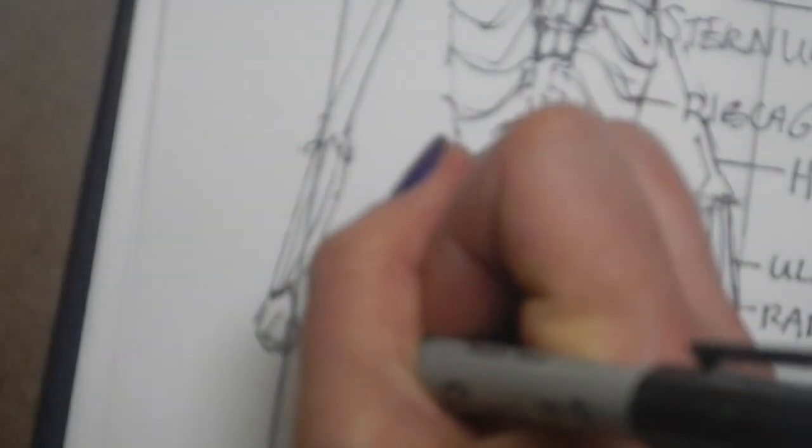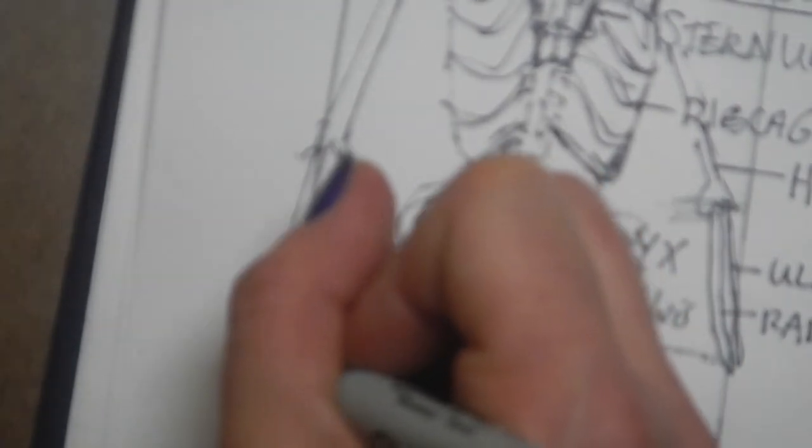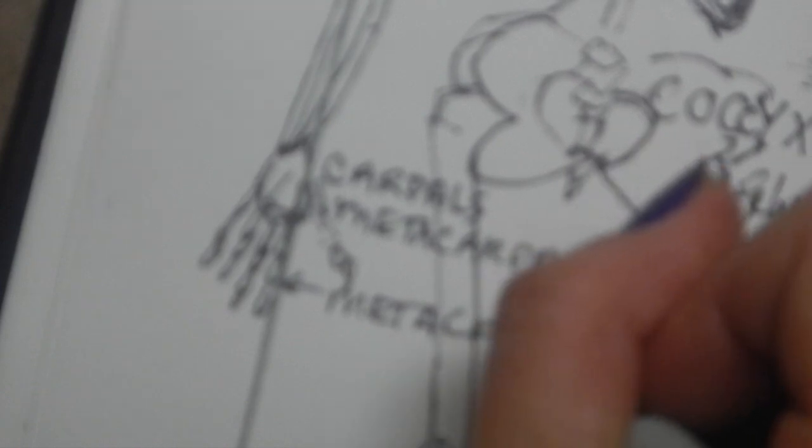And coming out of here are more bones, and our finger bones. I can't draw them. These are our carpals, and then the bones up your hand a little bit are the metacarpals. And then your finger bones are called the metacarpal phalanges.